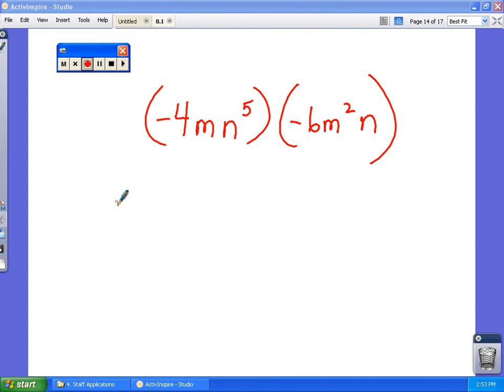I'm going to just go through a couple problems like the ones we did in class that really should help you on your homework. So, first one, we have two monomials here. Here's a monomial times another monomial.